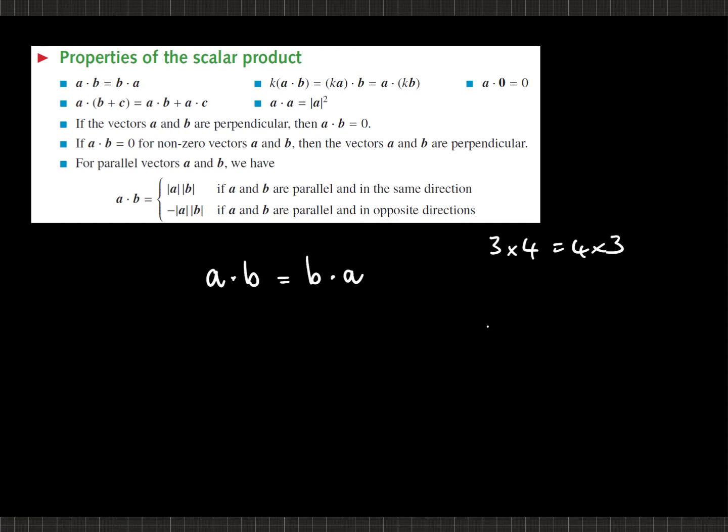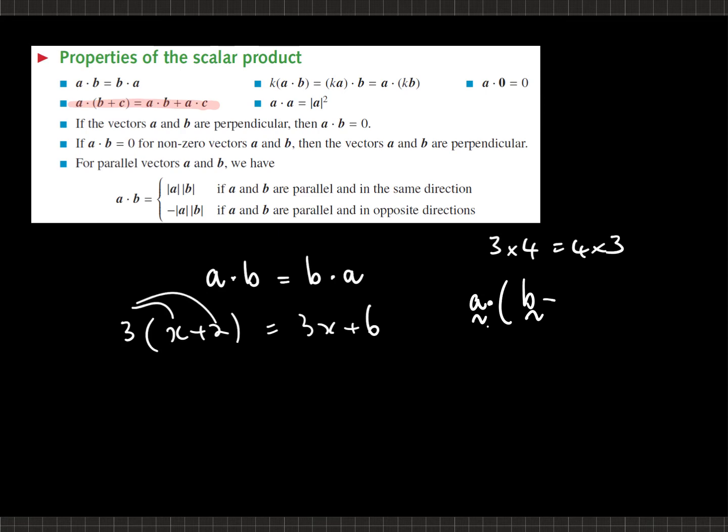We've also got the next one over here. This one is the distributive property. You'll know this one: if I have 3 lots of x plus 2, it's 3 lots of x plus 3 lots of 2. It works the same with scalar multiplication of vectors, so the scalar product. So if we have vector A dot B plus C, that equals A dot B plus A dot C.